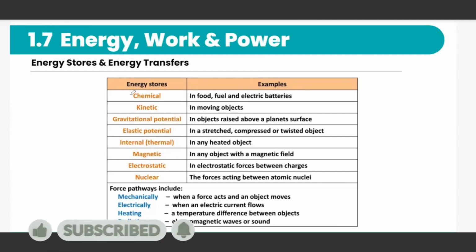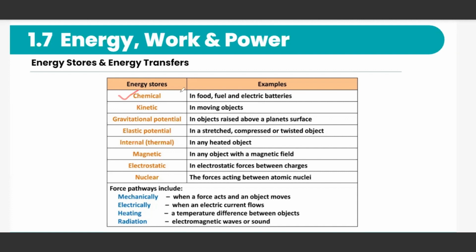For example, there is chemical energy. It's a type of energy in food, fuel, or even electrical batteries. And there is kinetic energy. It is the type of energy in every single moving object. That is gravitational potential energy. It is the energy when an object is raised above the planet's surface.